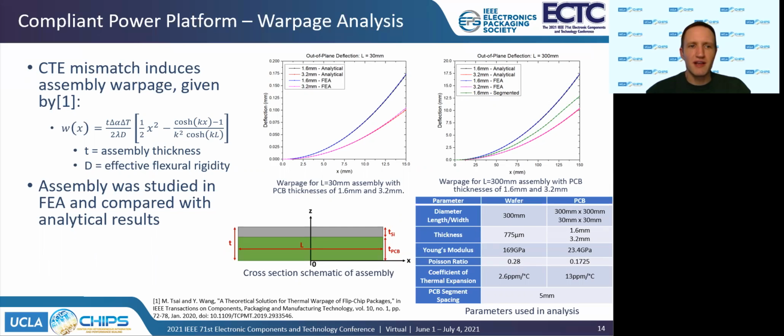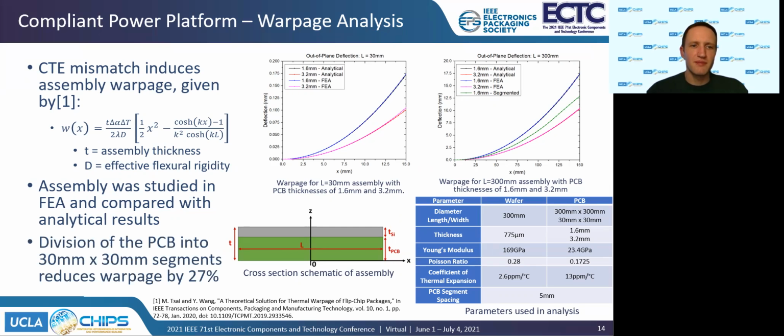Results of the theoretical analysis were compared to simulation performed in ANSYS Mechanical for 2 different PCB thicknesses and assembly lengths, and we observed very close agreement. The effect of dividing the 300 millimeter PCB into 30 millimeter by 30 millimeter segments resulted in a 27% reduction in warpage for a PCB thickness of 1.6 millimeters.